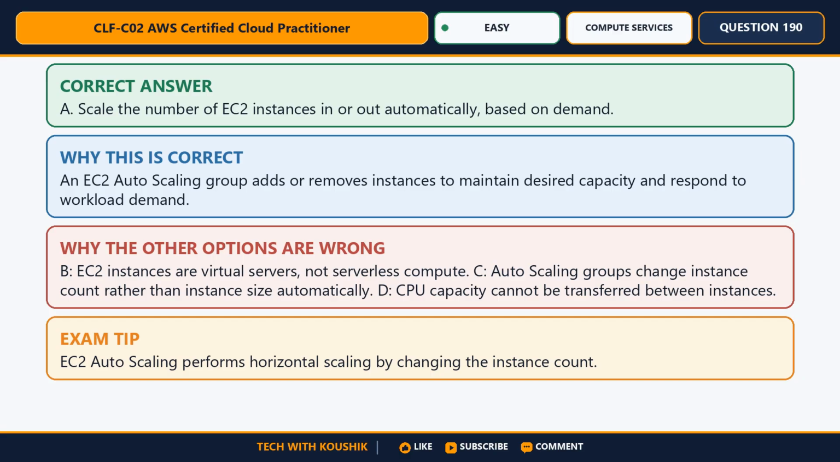B. EC2 instances are virtual servers, not serverless compute. C. Auto-scaling groups change instance count rather than instance size automatically. D. CPU capacity cannot be transferred between instances. Exam tip. EC2 auto-scaling performs horizontal scaling by changing the instance count.